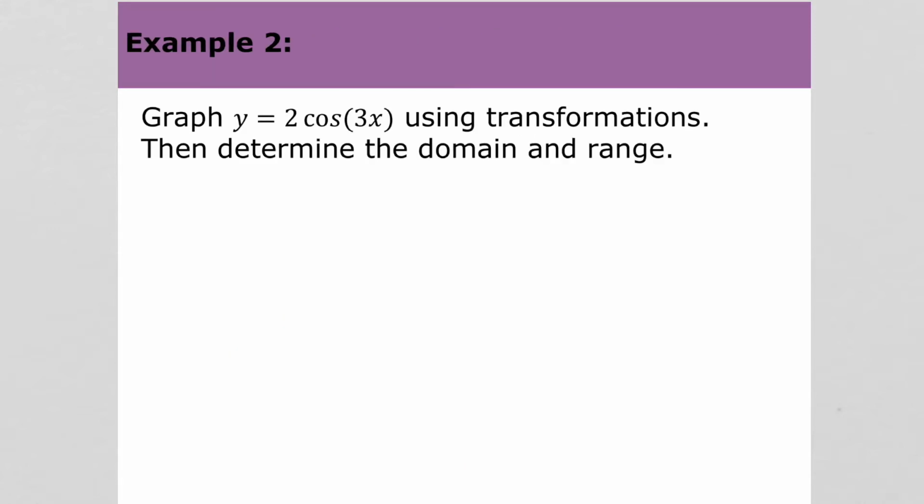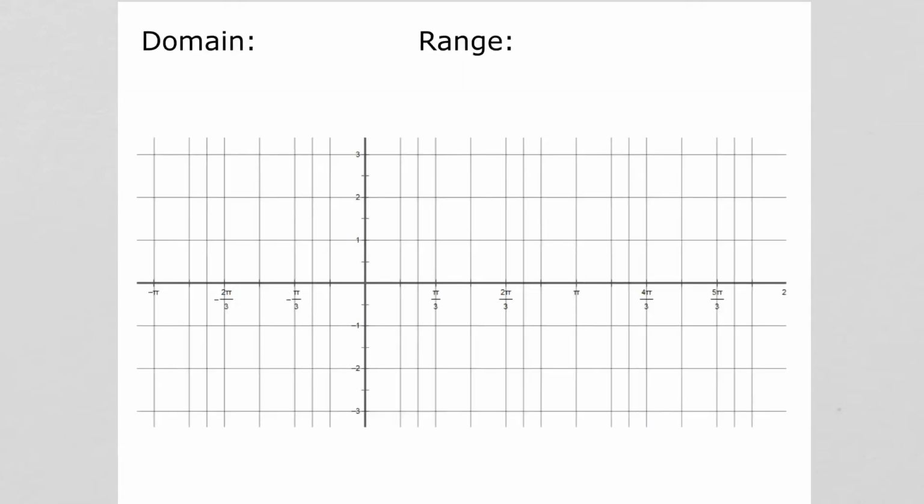For example 2, it says graph 2 cosine of 3x using transformations. Okay, so let's start, just like we did before. Let's graph our cosine function. So we have 0, 1, and then pi over 2, 0, pi -1, 3 pi over 2, 0, 2 pi 1, and then go in the other direction. So we end up with this.